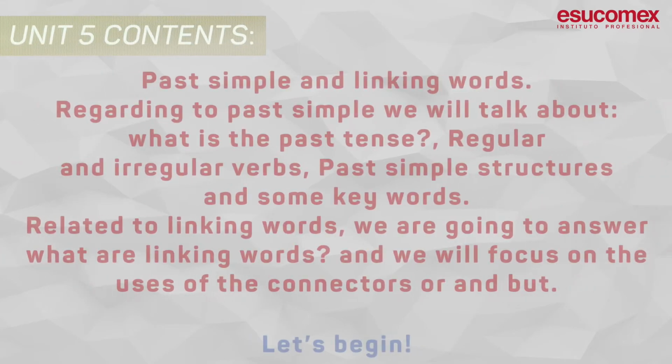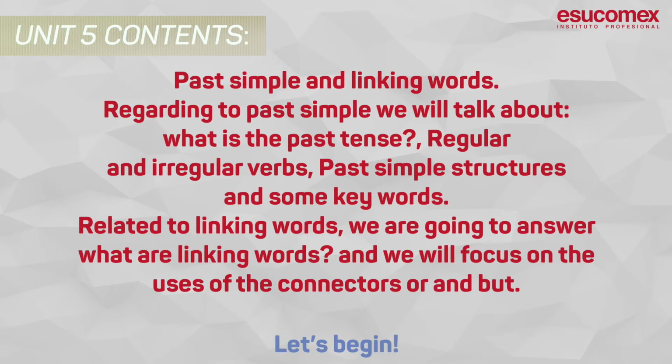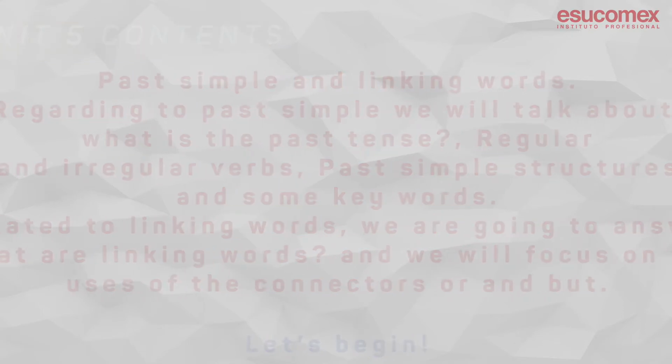In this unit, we will review the following contents: past simple and linking words. Regarding past simple, we will talk about what the past tense is, regular and irregular verbs, past simple structures, and some key words. Related to linking words, we are going to answer what linking words are, and we will focus on the uses of the connectors or, and, but. Let's begin.